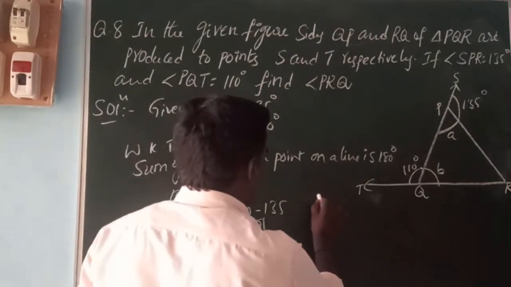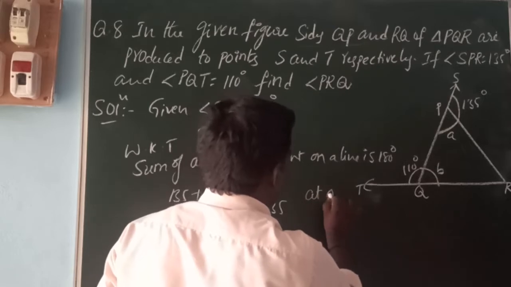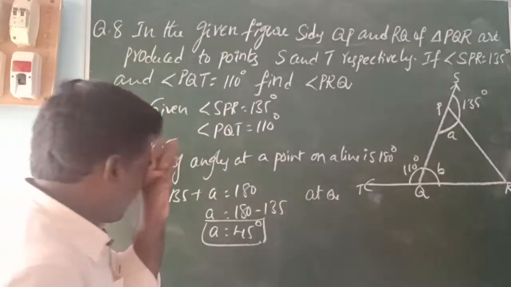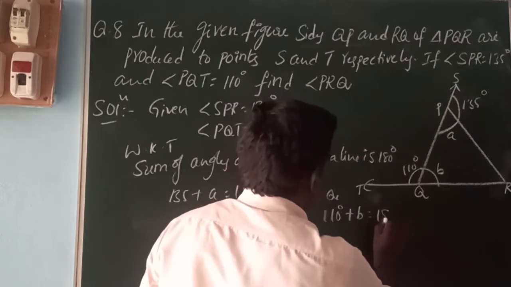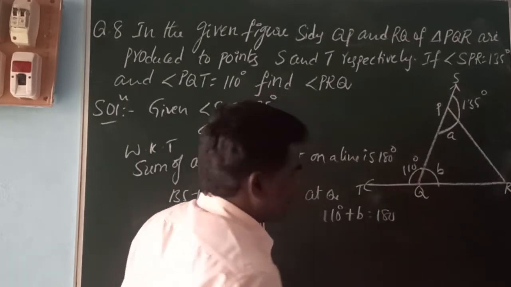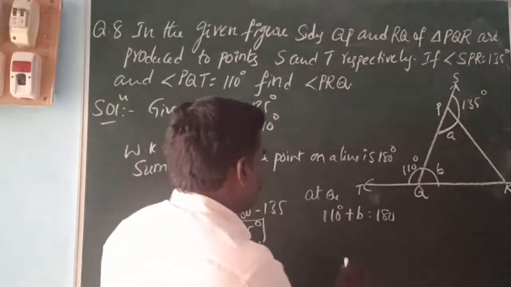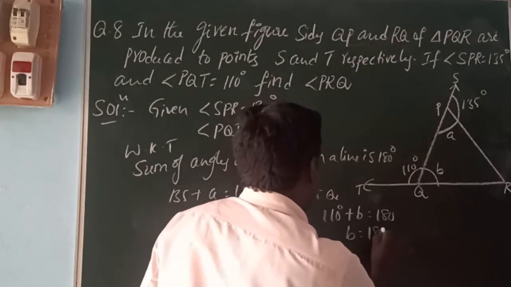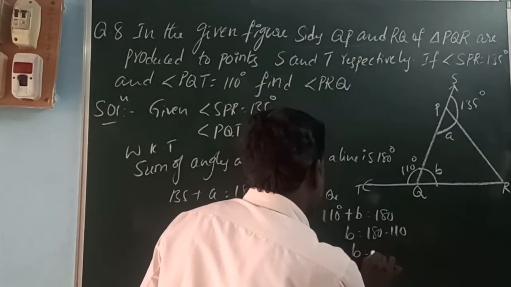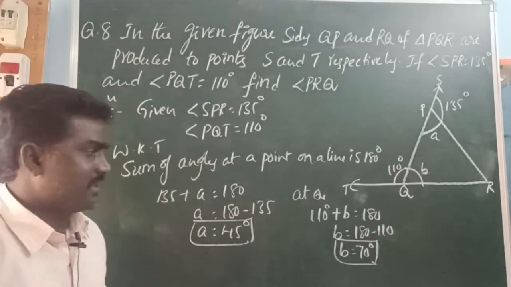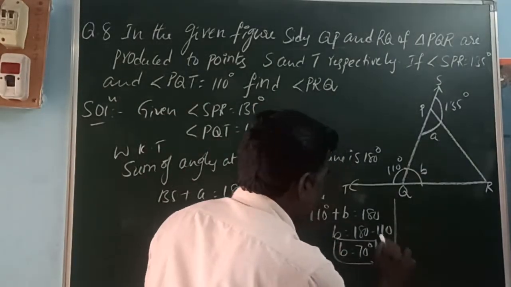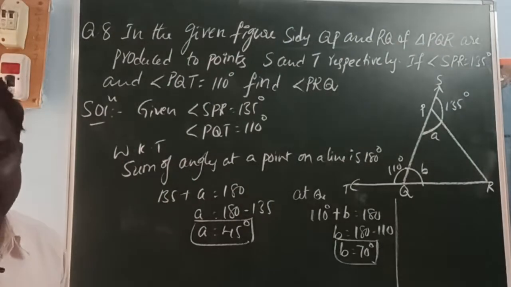Next, at the point Q, sum of angles how much? 180 degrees. So that is here 110 plus B is equal to 180. At the point Q, these two angles sum is how much more? 180 degrees. So B is equal to 180 minus 110. B is equal to how much? 70 degrees.